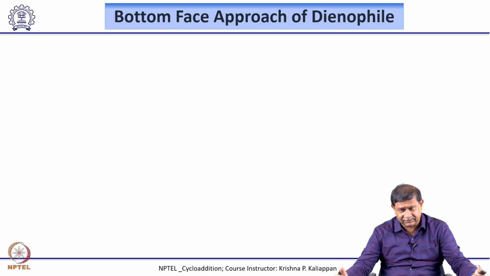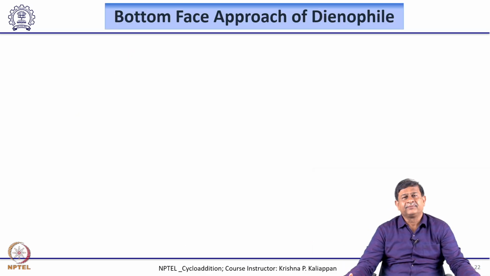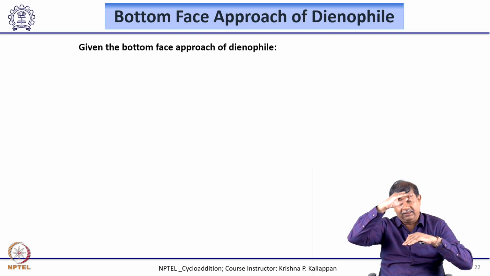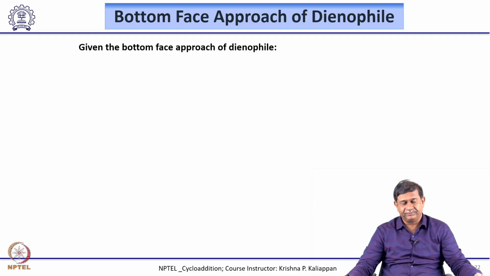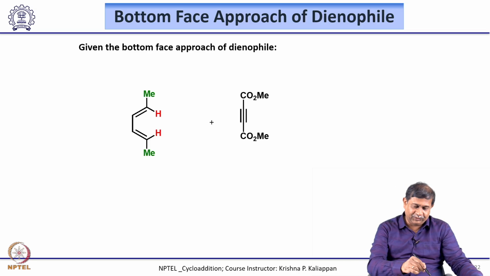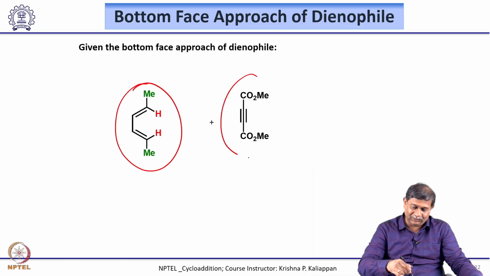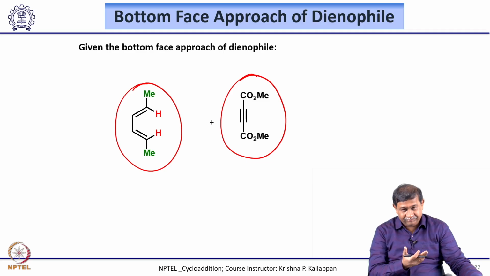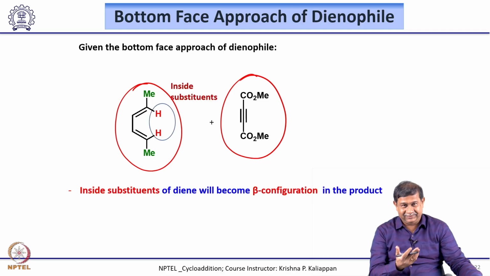Now, coming back to the 4+2 cycloaddition. As I said, there are two possibilities. You have a diene, and the dienophile approaches either from the top or from the bottom. First, let us assume the dienophile approaches the diene from the bottom face. So now you have a diene and you have a dienophile. How does the dienophile approach the diene from the bottom and what are the implications?